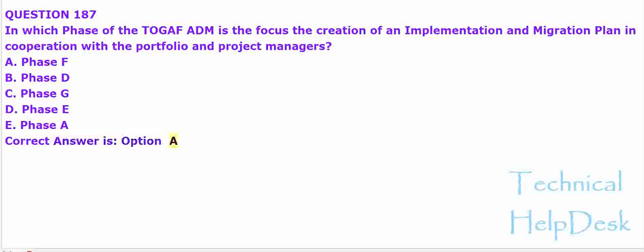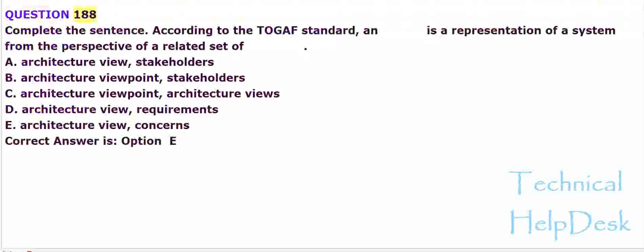Question 188. Complete the sentence. According to the TOGAF standard, an ___ is a representation of a system from the perspective of a related set of ___. A. Architecture view, stakeholders. B. Architecture viewpoint, stakeholders. C. Architecture viewpoint, architecture views. D. Architecture view, requirements. E. Architecture view, concerns. Correct answer is option E.